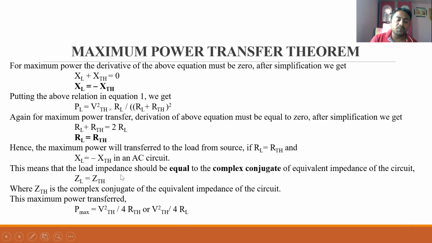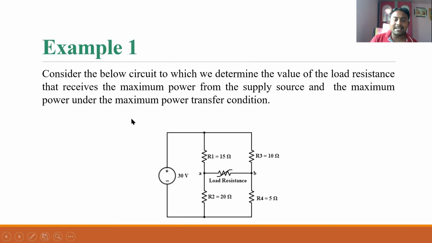If I substitute these two in the power equation, we get the maximum power Pmax equals VTH square by 4RL or RTH. I am considering an example which has four resistances R1, R2, R3, R4. My objective is to find out the maximum power flowing through this load resistance. So in this network, we have a 30 volt voltage source. In parallel, the voltage is the same.